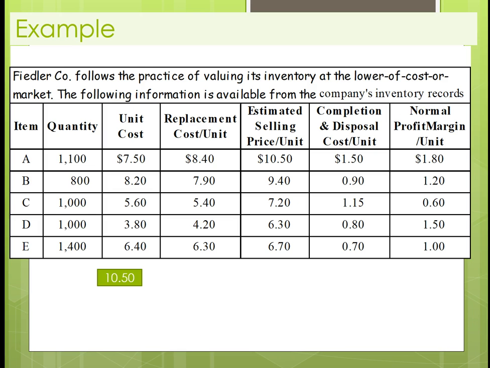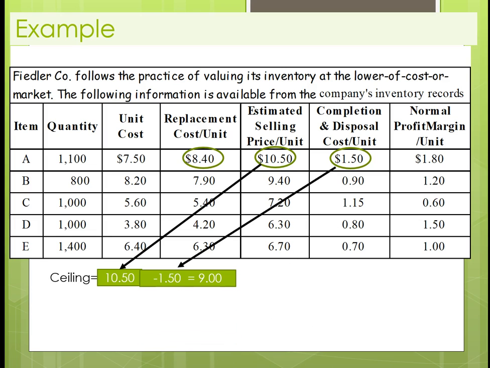We have the unit cost, we have replacement cost, we have estimated selling price, and then the cost for disposal and normal profit for each one of our products. So, for instance, we know that the replacement cost is $840. So to come up with a ceiling, we're going to take our 1050 and we're going to subtract our cost of disposal. And that tells us our ceiling is $9, which means that the 840, which is less than the ceiling, so that means so far the 840 is okay.